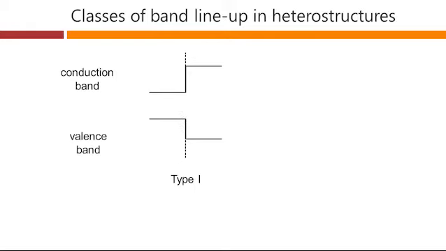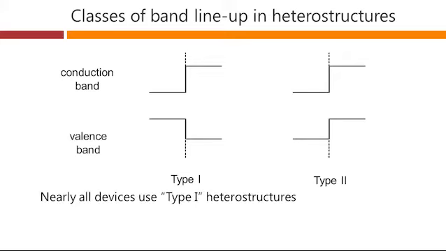So this configuration has lower energy for both electrons and for holes in this material layer, and higher energy for both there. That's called a type 1 band lineup. We could, for example, have a band lineup like this. This does exist in some materials. Nearly all the devices use this kind of band lineup.